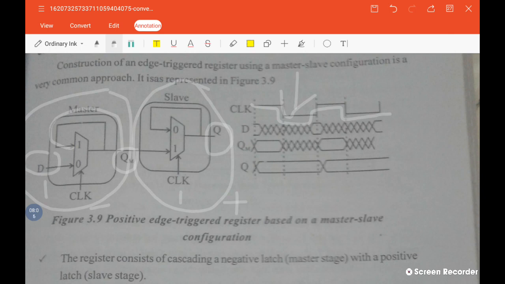During the clock low cycle, we know that the master stage is active, that means it is in transparent mode. So whatever the data D is at that time, I have this data when the clock is low, and that data will be copied. Just see the time interval, only that duration when the clock is low. In that particular duration, the data D is copied to QM. Whatever is the data D is copied as such to QM. This is what happens when the clock is low.